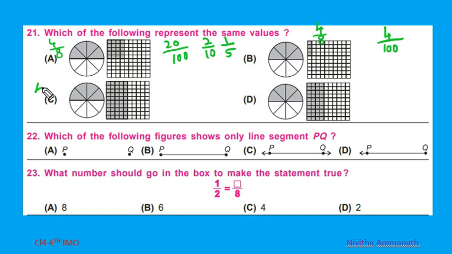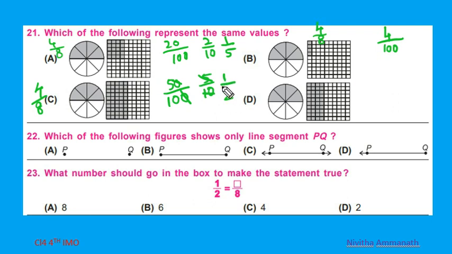Here 4 by 8. And here 1, 2, 3, 4, 5. 5 tens are 50 divided by 10 into 10, 100. Is it? Yes. This is same as this. So 50 by 100. We cancel this. Then 5 by 10. 5 by 10 means how many? 5s are here 10? 2.